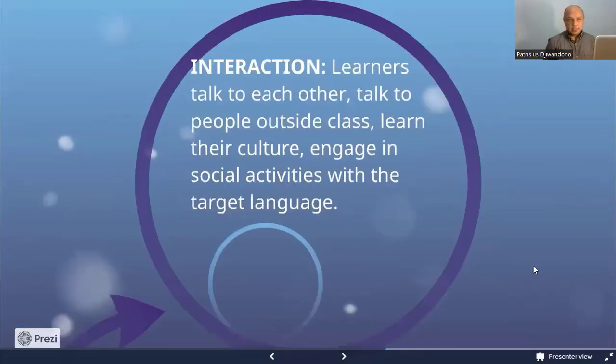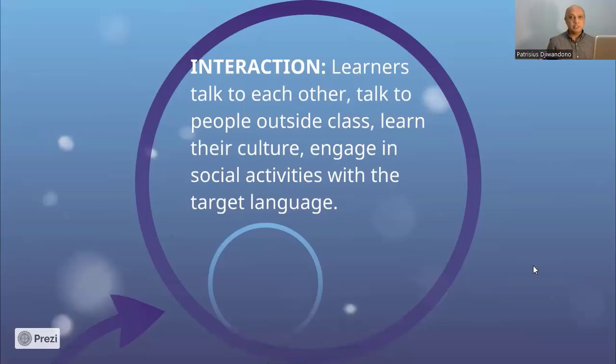Now, interaction is when learners talk to each other. They talk to people outside class. So, for example, once your class is over, they go outside class, they meet native speakers, they talk to the native speakers, they meet other people in a conversation club, and then they talk to them. Now that's called interaction. Also, it happens when your learners learn the culture of the target language.